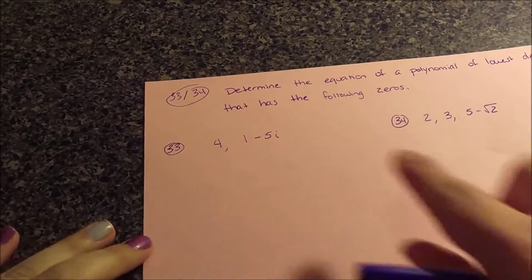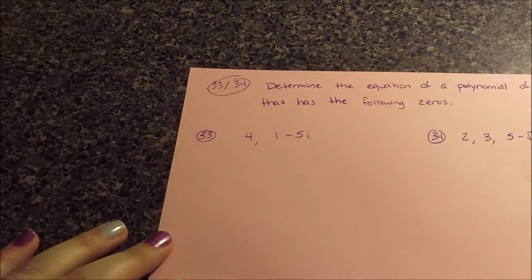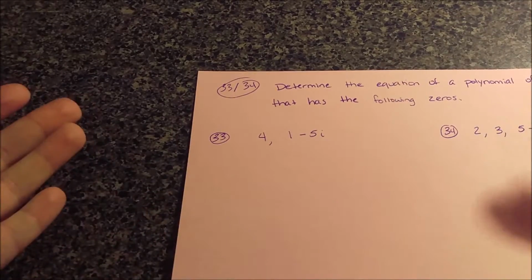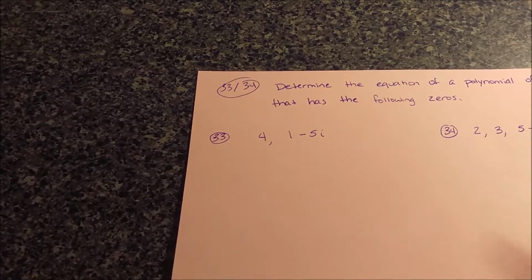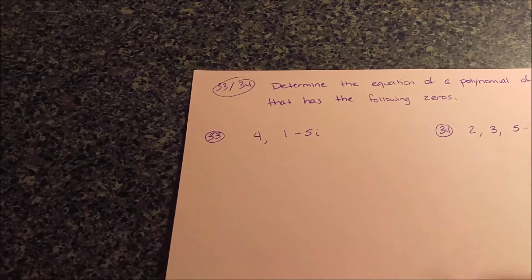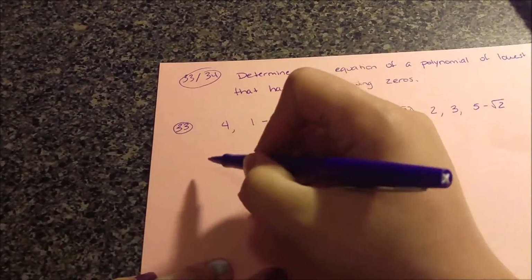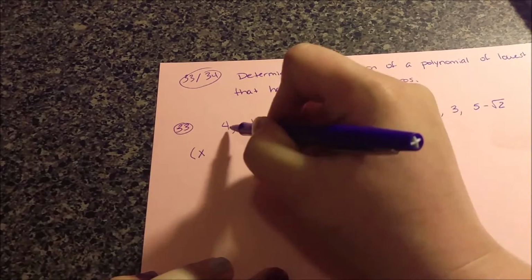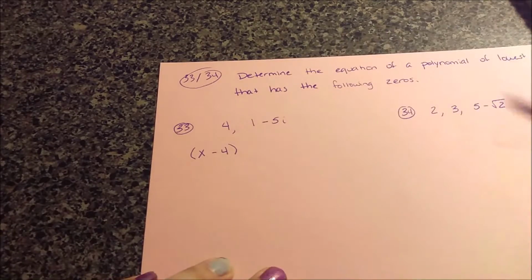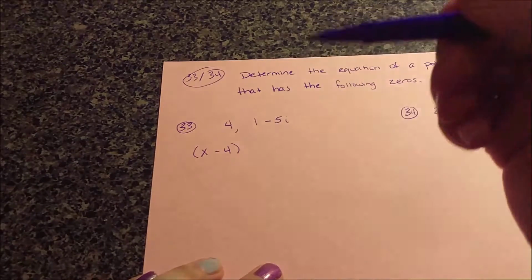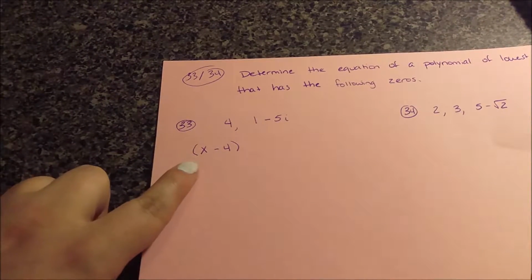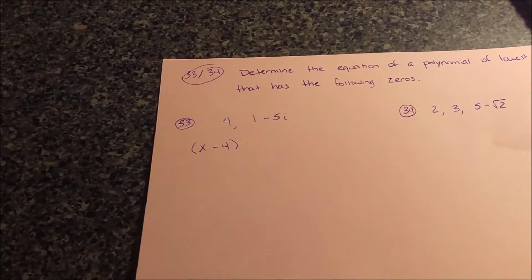So for example, with number 33, the one that I've made up here, I'm saying that number 4 is a zero. That's just given. You don't find that yourself. That's given to you. And then 1 minus 5i is also a zero. So now your job is to write me the lowest degree polynomial that you can possibly make with those zeros. So ideally, you would know that you can make a factor tied to each of these zeros by just subtracting that zero from x. That makes the factor that would give us the zero, 4.